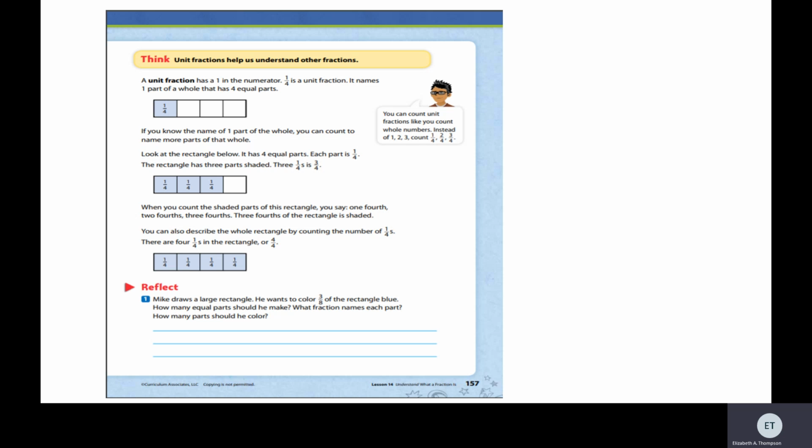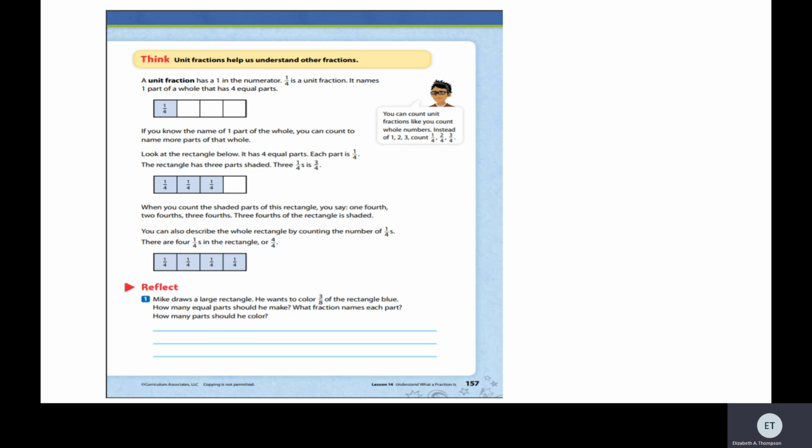Let's try the reflect down at the bottom of the page. Mike draws a large rectangle. He wants to color 3/8 of the rectangle blue. How many equal parts should Mike draw this rectangle into? If you said 8, you're correct.